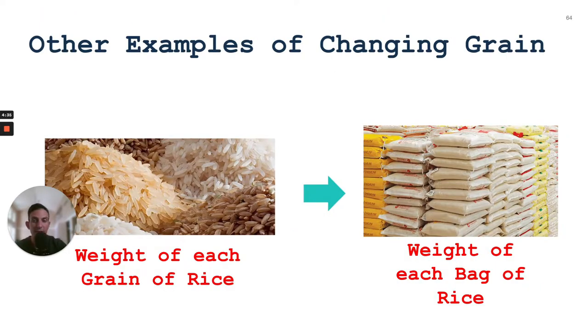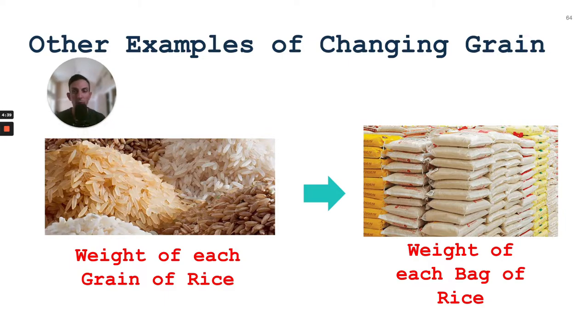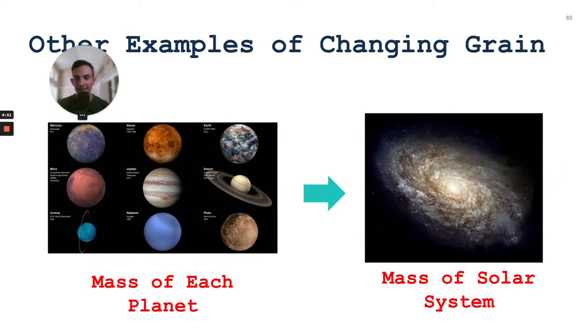What are other examples of changing grain? Well, you could be looking at a grain of rice and then zoom out to just the weight of the entire bag of rice. Another example might be looking at the mass of each individual planet in the solar system. And if you were to zoom out, looking at just the mass of the entire solar system itself or galaxy.